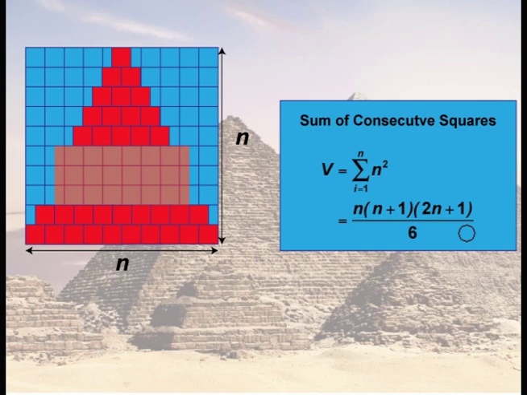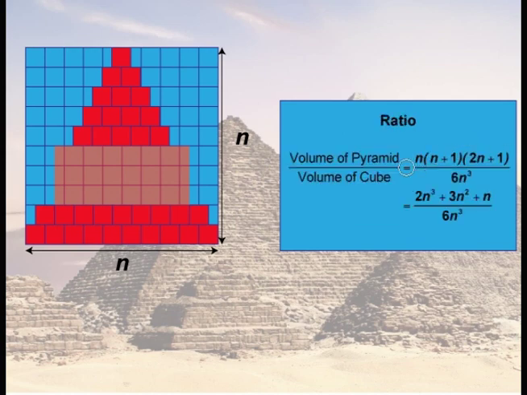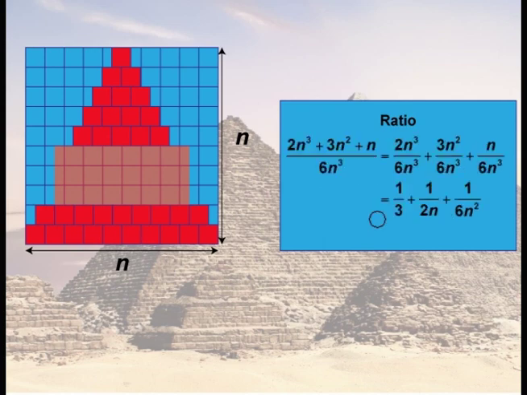Let's use the explicit formula for the volume of the pyramid to look at the ratio of the volume of the pyramid to the volume of the cube. We end up with this rational expression. Let's break up the ratio into 3 parts, as shown here. We end up with 3 terms: 1/3 plus 1 over 2n plus 1 over 6n squared.